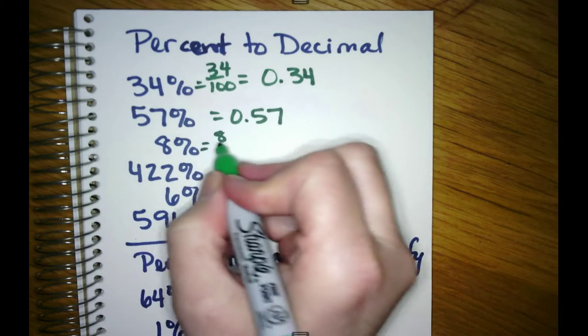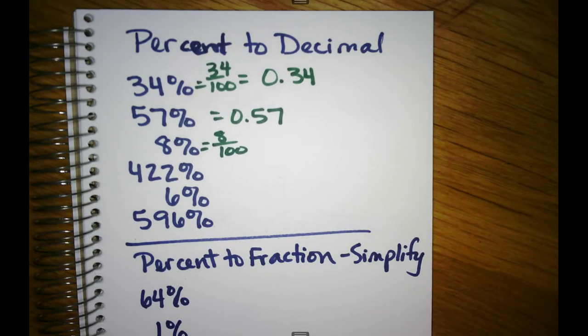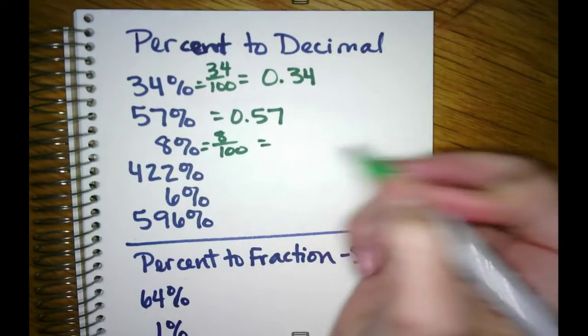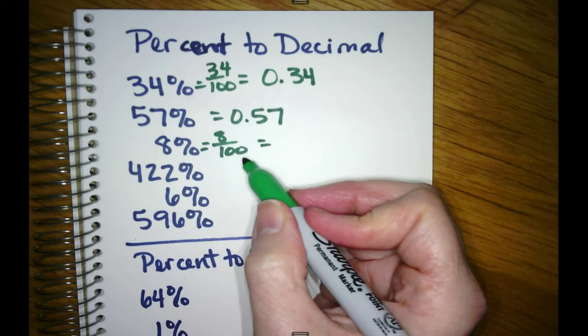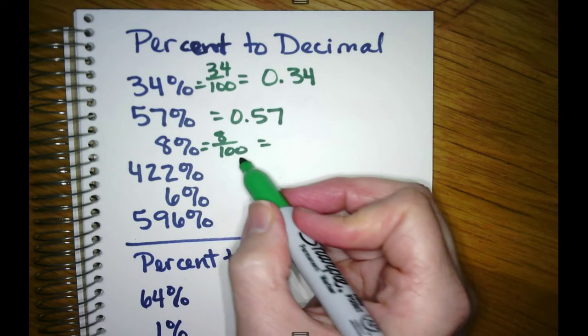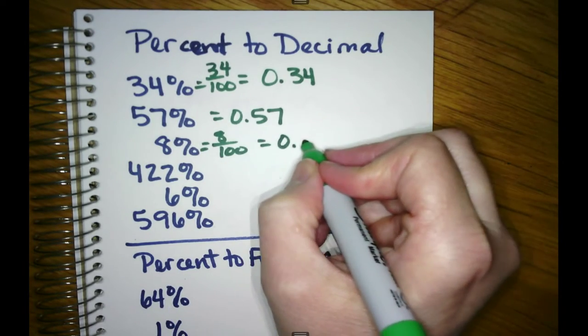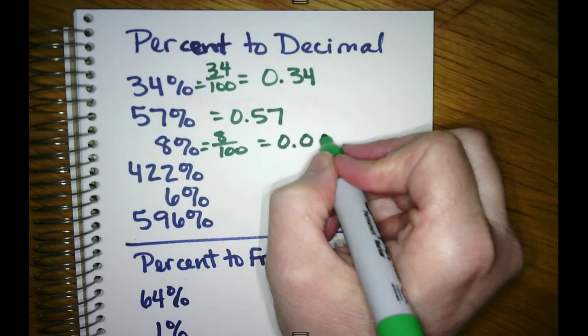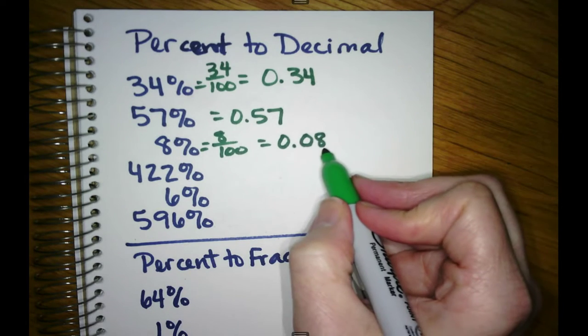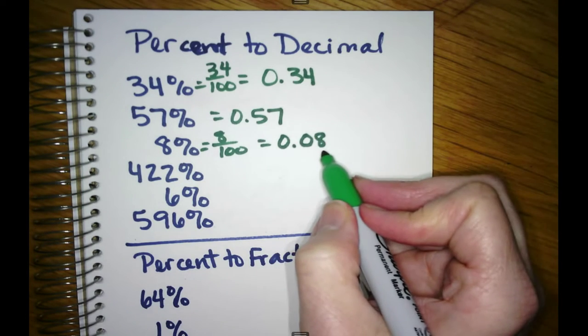The next one is just a little bit trickier. This is 8 over 100. So we have to make sure then when we write it as a decimal, we write it so that the 8 is in the hundredths place. So this first place is the tenths place. We put a 0 there and an 8 so that we have 8 hundredths.